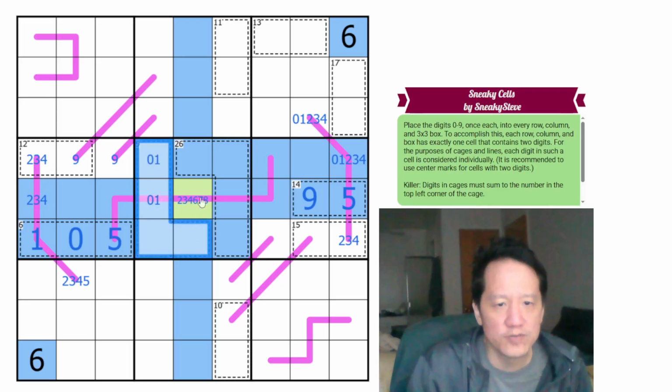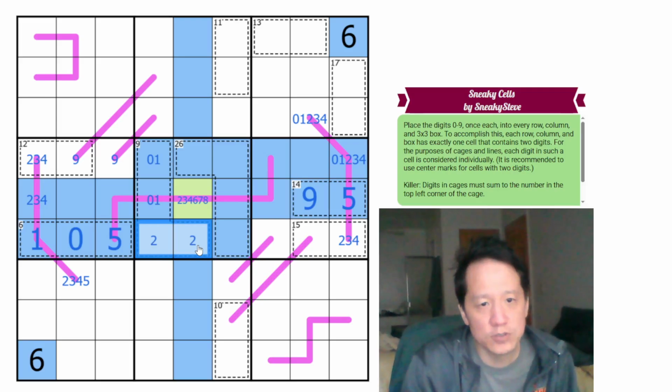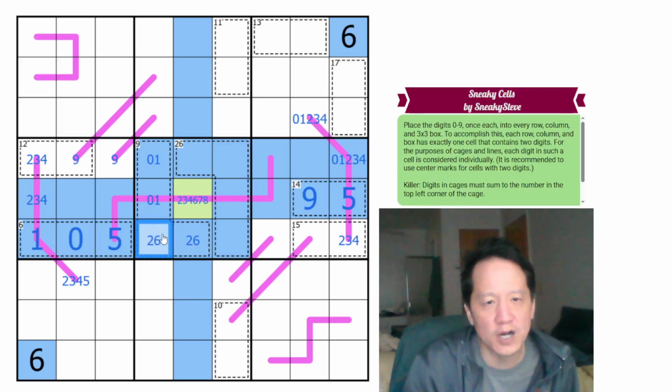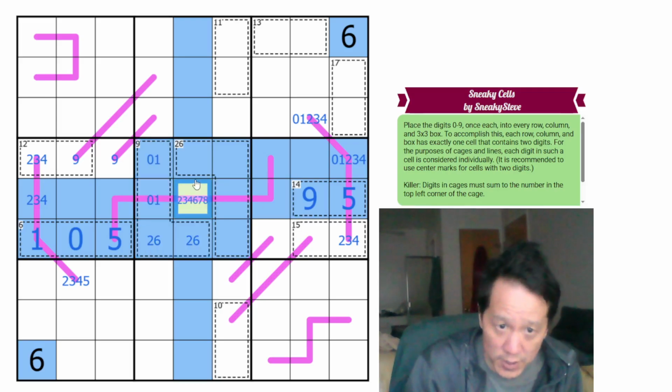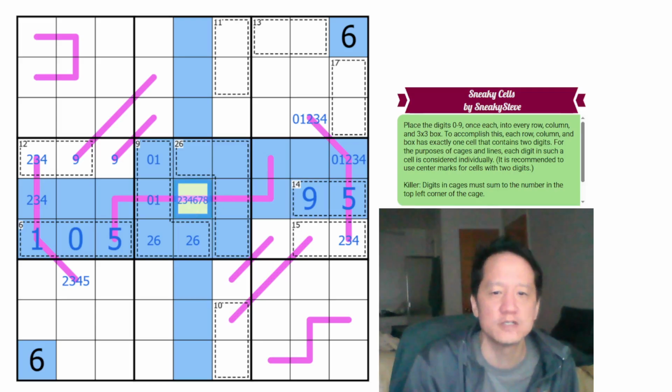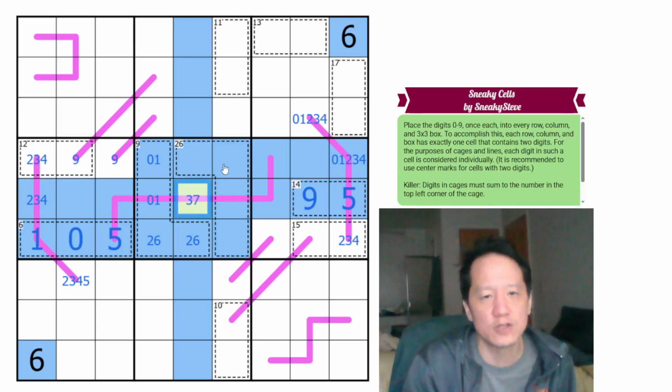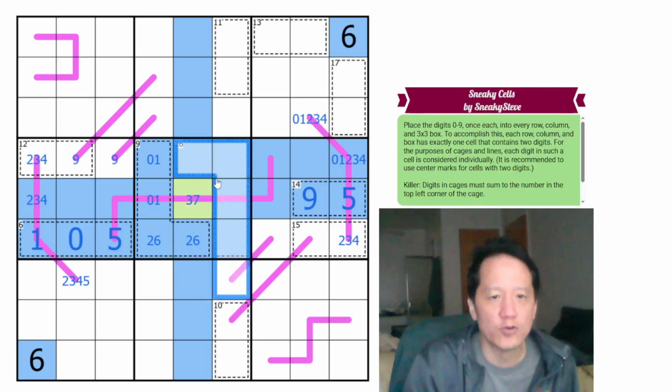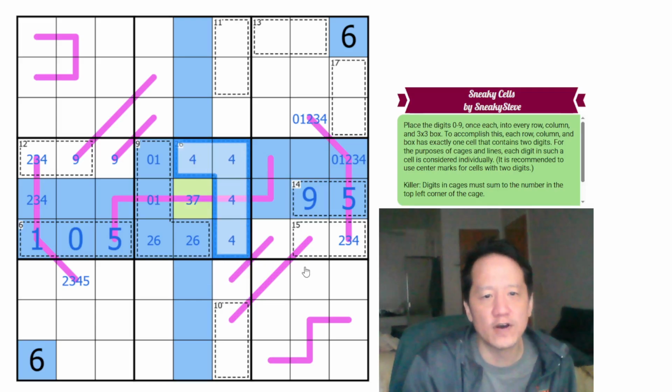Because there's no other place for the 1. The 1 cannot be in this 26 cell. So this is 0, 1. These two digits must add up to 8. So it could be 2, 6, and it cannot be 3, 5, and there's no other two-digit combination that adds up to 8. So this is 2 and 6, which means this can't be 2, 8, and it cannot be 4, 6, which means this is specifically 3 and 7. And the remaining digits now have to be 4, 5, 8, and 9.